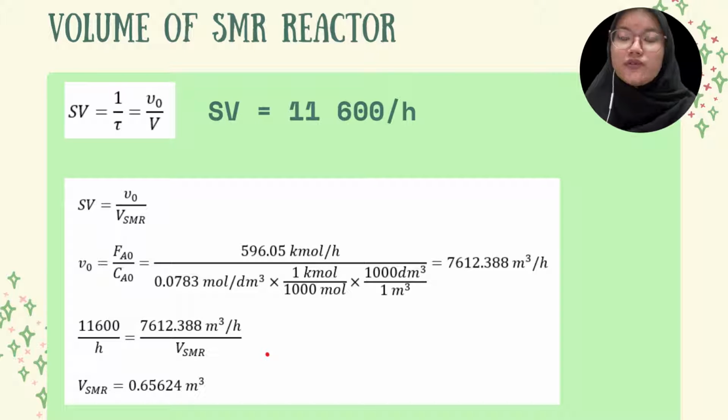First, we calculate the volumetric flow rate of the feed using the formula FA0 over CA0 and we obtain the volumetric flow rate as 7612.388 meter cube per hour. Then we substitute the value into the space velocity formula. Here, the space velocity value is 11,600 per hour and it is obtained from a reference. The volume of the SMR reactor obtained is 0.6564 meter cube.